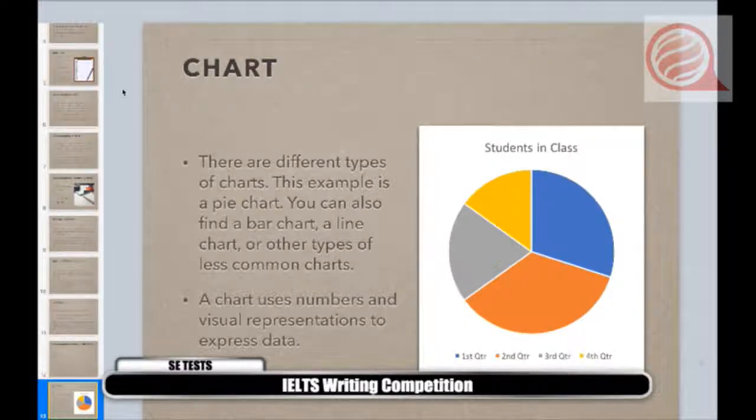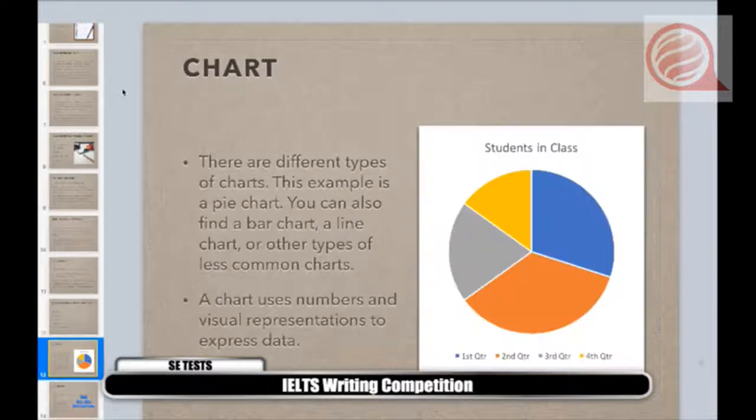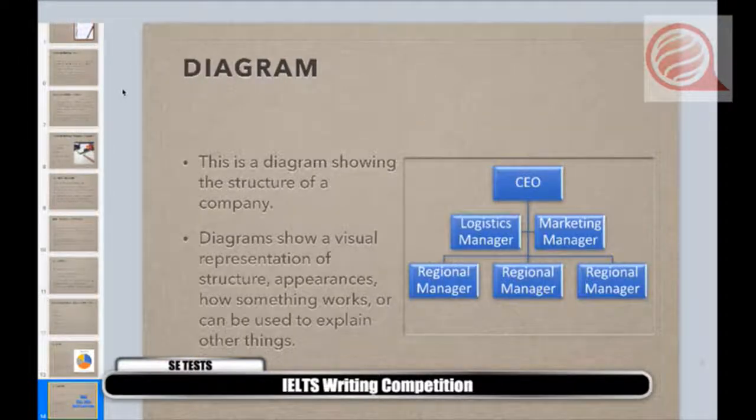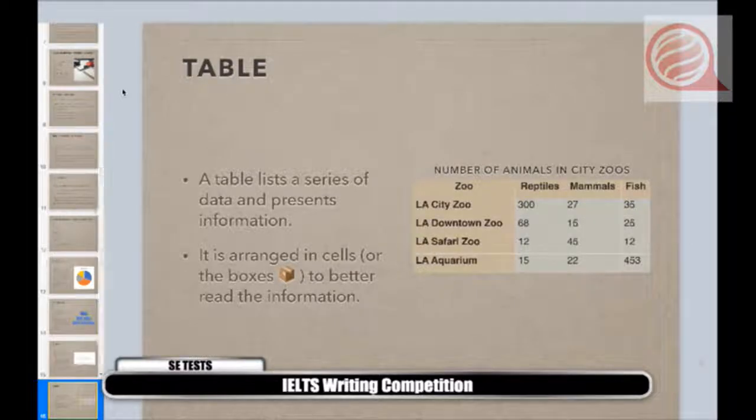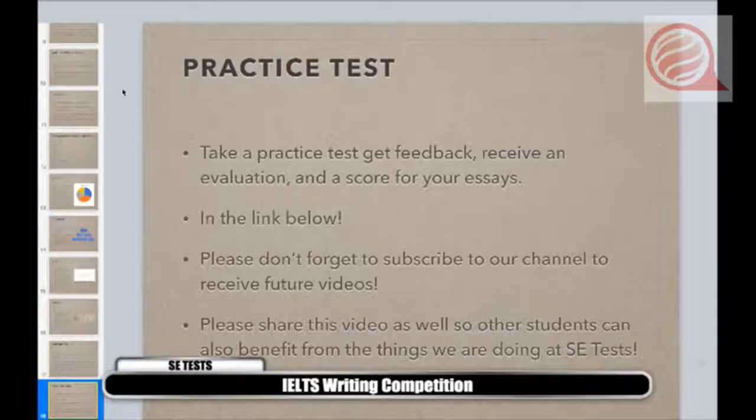Then we have our chart. This is an example. You can check this out on the other video I already uploaded. Diagram, graph, table. Then again, writing task 2 is a 250-word essay. It includes an introduction, a body, and a conclusion.